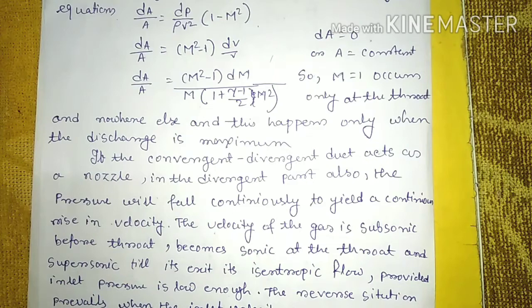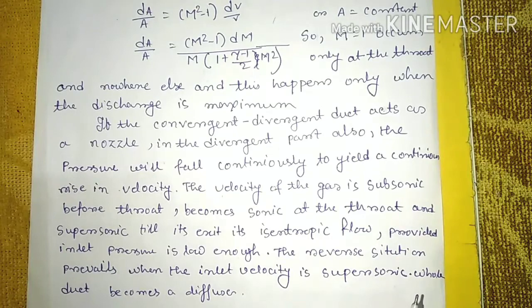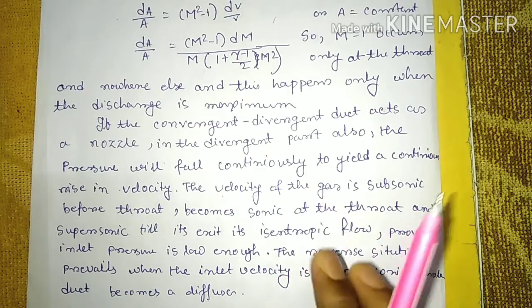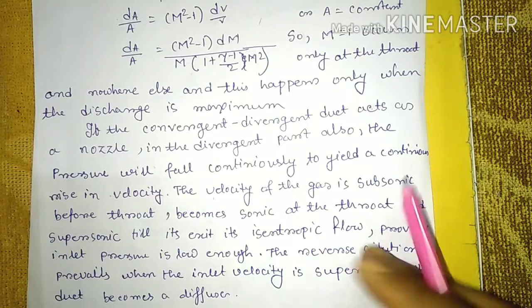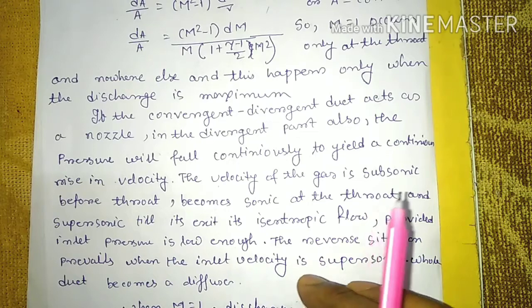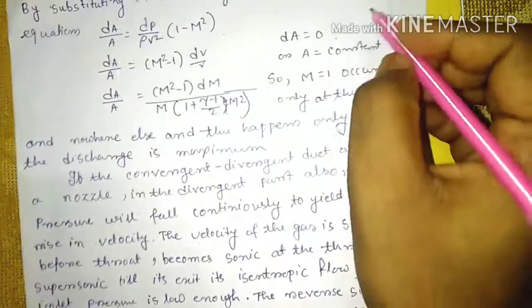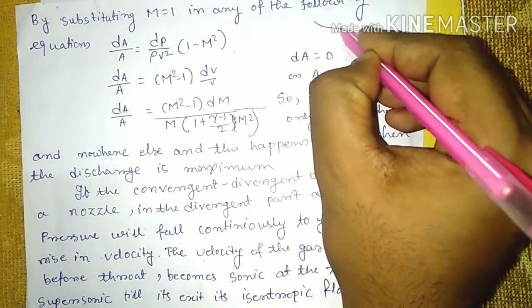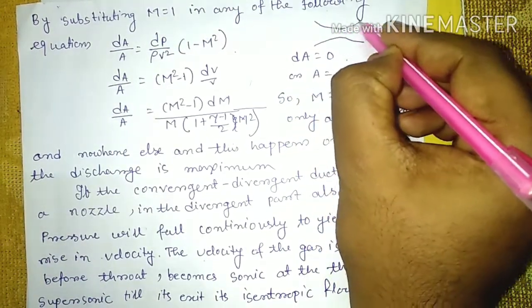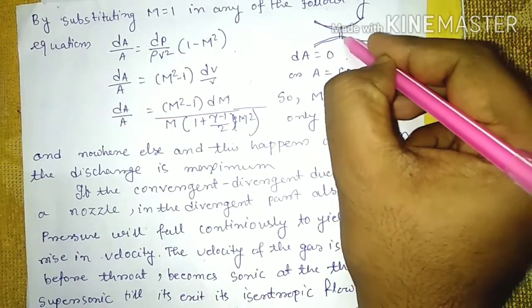Again, a convergent divergent duct may sometimes act as a nozzle and sometimes as a diffuser, depending on the conditions. If the convergent divergent duct acts as a nozzle, in the divergent part also the pressure will fall. So this is the convergent channel, this is the throat section, this is the diverging channel.